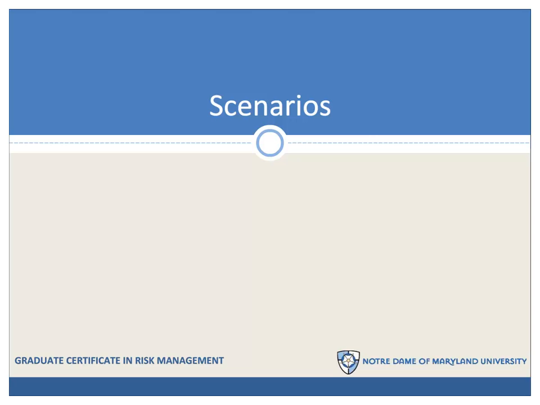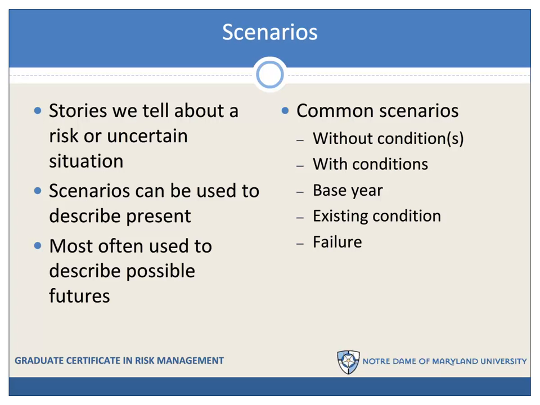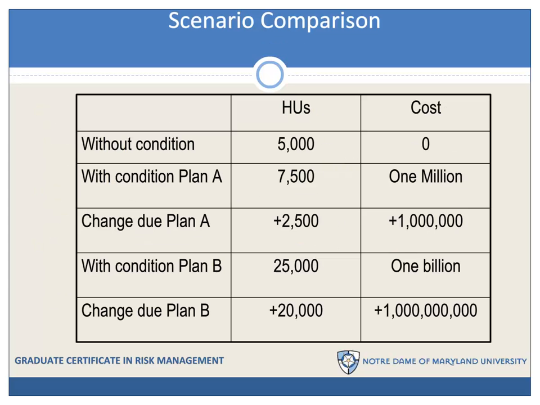We begin with scenarios. Think of scenarios as the stories we tell about a risk or an uncertain situation. Scenarios can be used to describe the present, but they're most often used to describe possible futures, situations that could exist, situations that might exist, situations that we would like to exist. Some common scenarios include the without conditions, with conditions, the base year, existing conditions, failure conditions, and so forth. One reason we use scenarios is because it can be very useful to compare them.